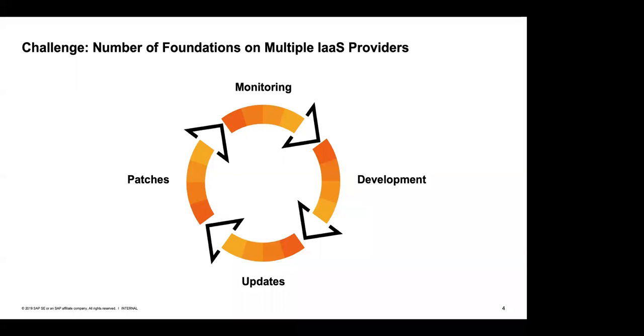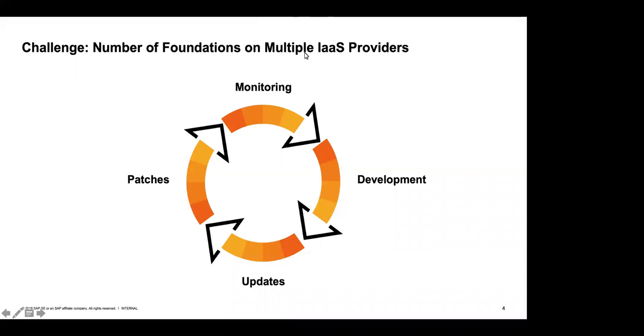So the question is essentially, now that you have built your monitoring for one foundation, how do you scale that up? How do you make sure that your operations teams can actually monitor that whole set of Cloud Foundry deployments that I've depicted on the previous slide?